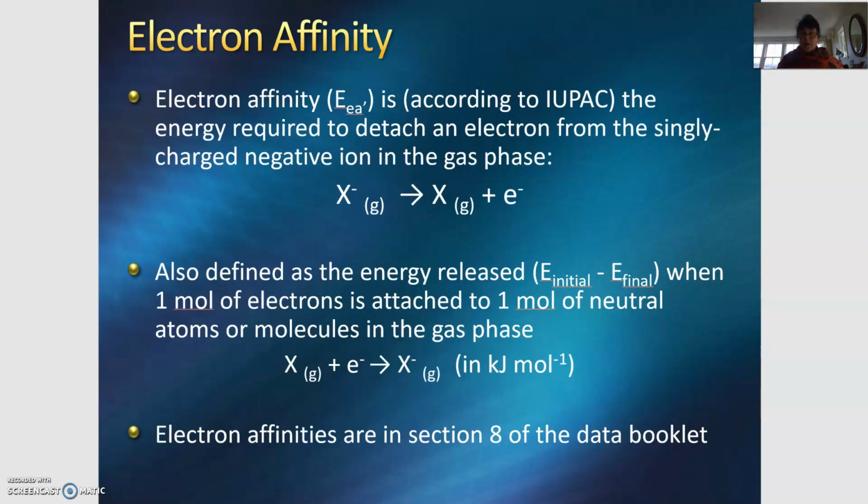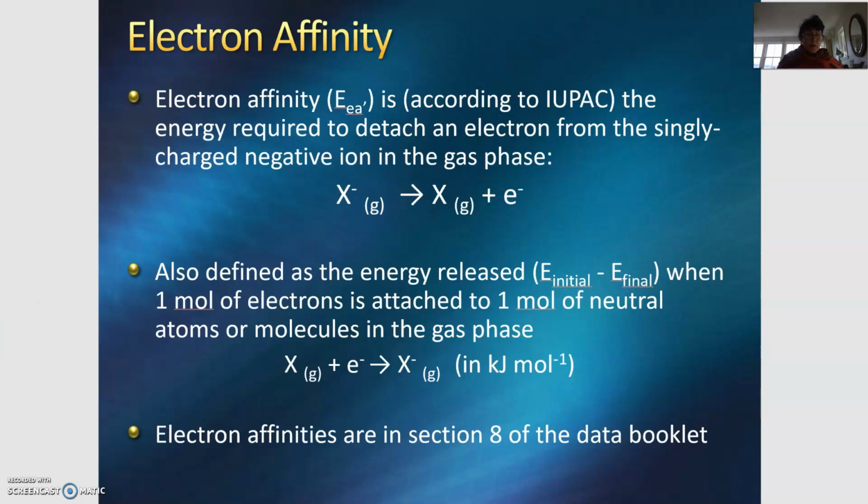But in actual fact, I believe that the IB regards electron affinity as the IUPAC definition, which is the first one here. So be aware that you know what you're talking about when you describe electron affinity, which way round you're doing it. So in this case, we'd have negative ion X in the gaseous state becoming element X, an atom of element X with the release of an electron. Okay.